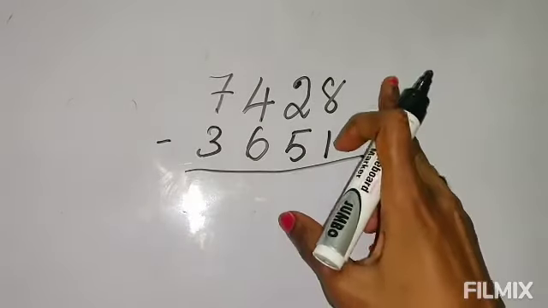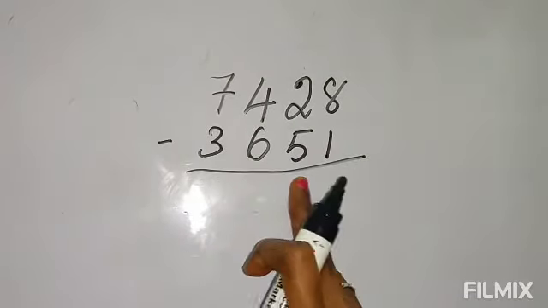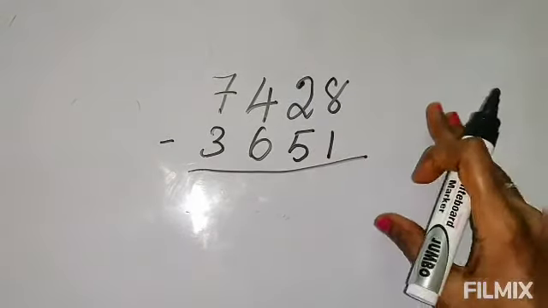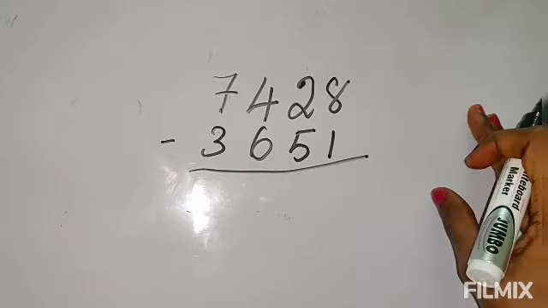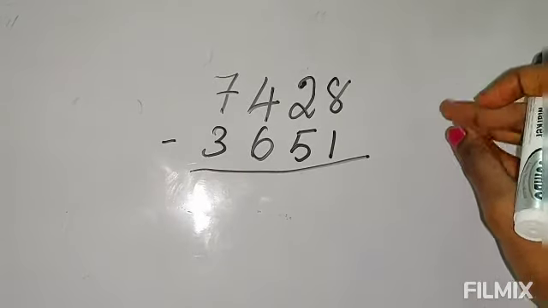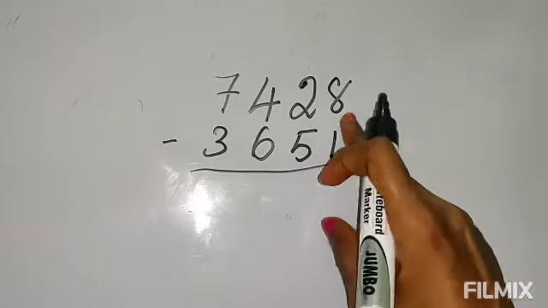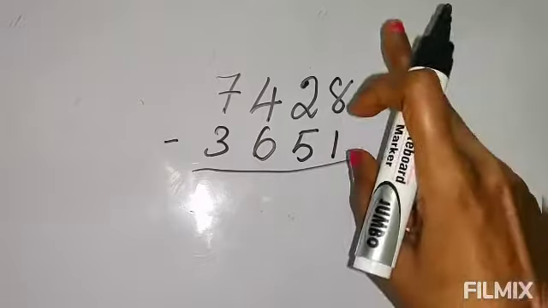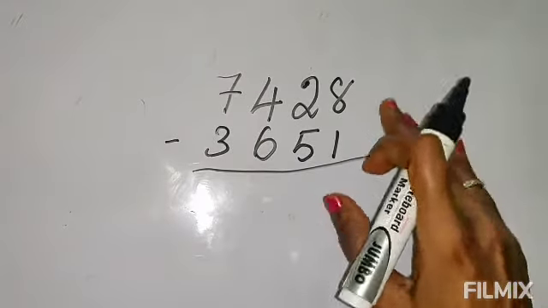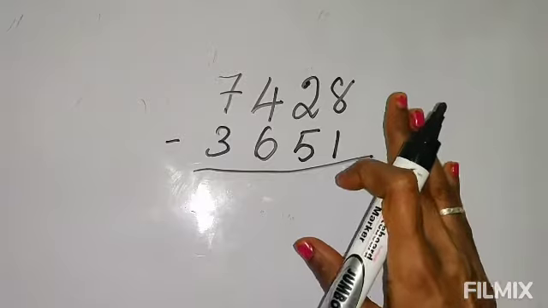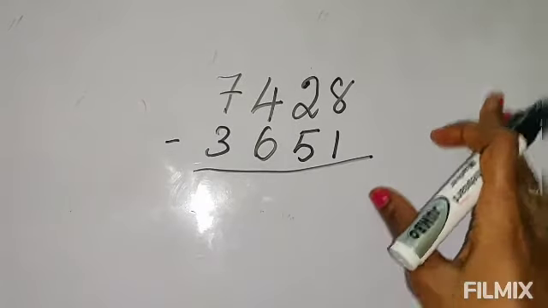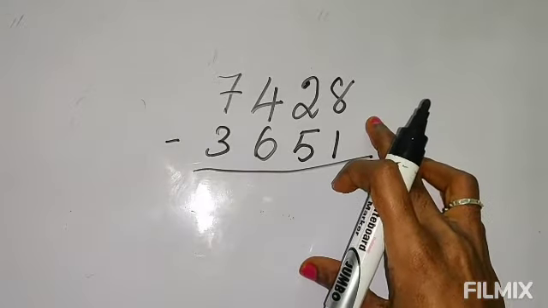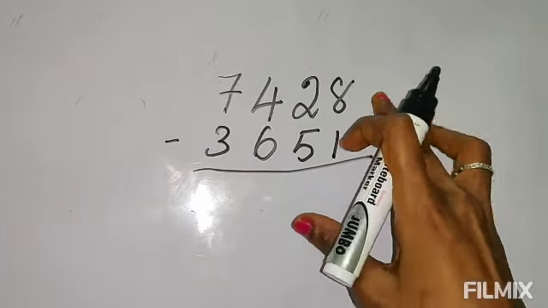If you see here 7428 and 3651, this is a bigger number and this is a smaller number. In addition, we didn't have any problem with the bigger and small number. Anyway you can write, so both numbers were called addends. But here we have a problem. We cannot write in any order. There is only one order, that is big number first and small number second. But in addition we have different orders. Any order you can write to add the numbers. Since we have only one order here, we have a different name for each number.